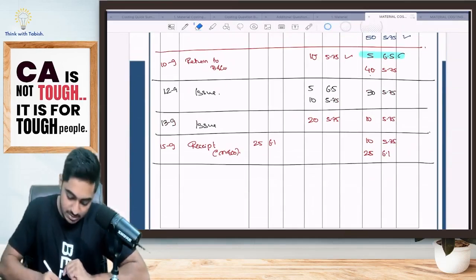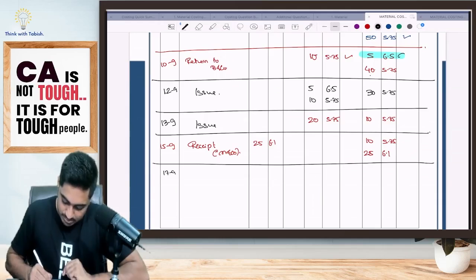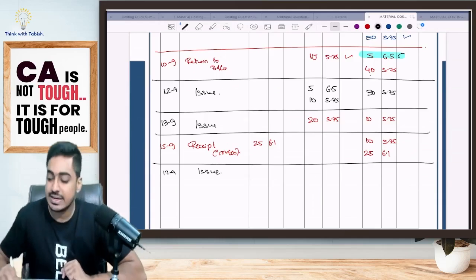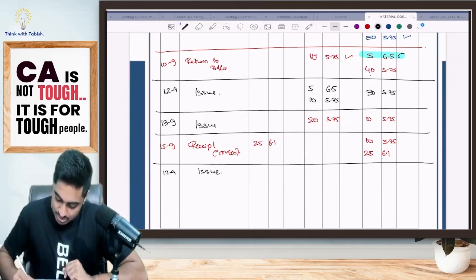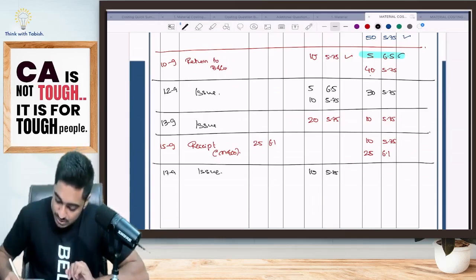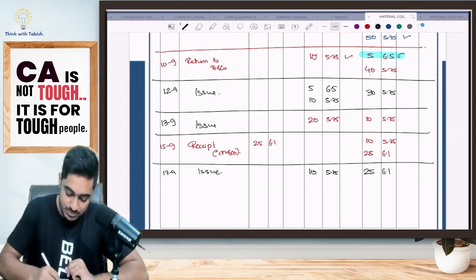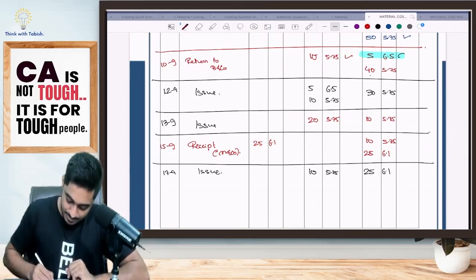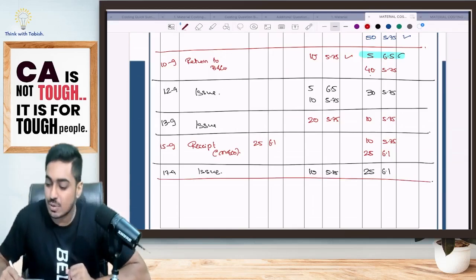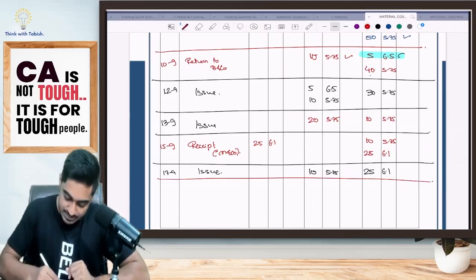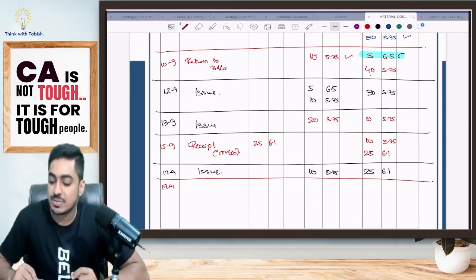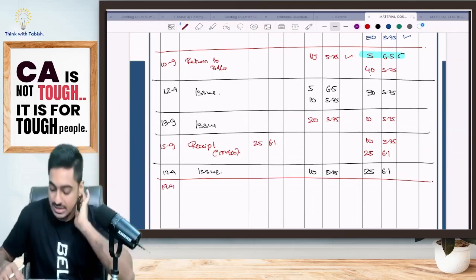Thereafter 17th. On 17th, what did I do? I issued. How much quantity did I issue? I issued 10 units. At what rate? 5.75. So the 5.75 goods are fully over. 25 units at the rate of 6.1. Okay, thereafter what happened? Came 19th of September. Okay, sir, 19th of September. What happened on 19th of September? Received replacement from BN company.